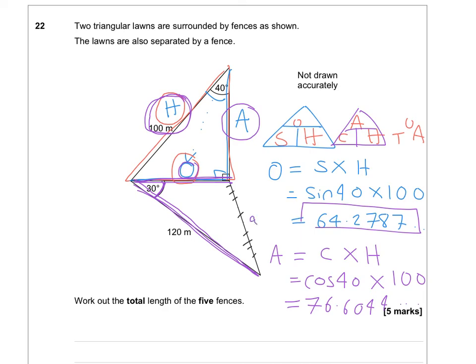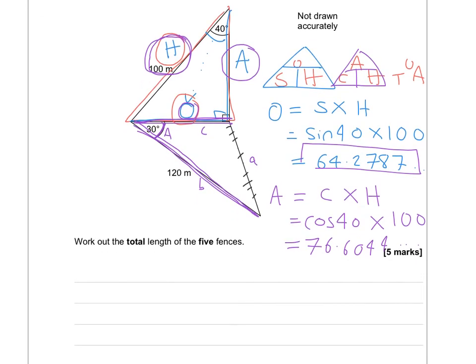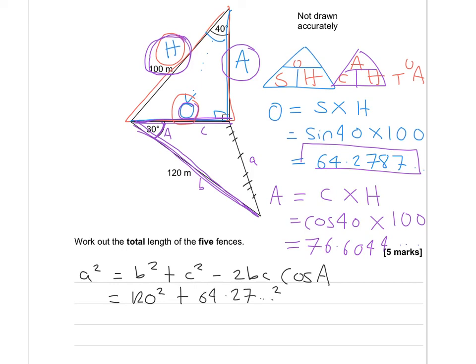We'll call this little a, and then this capital A, and then this side can be B and this side can be C. Now the cosine rule is one of the formulae that we have to memorise, and it tells us that a squared is equal to b squared plus c squared minus 2bc cos A. So that's 120 squared plus 64.27... squared minus 2 times 120 times 64.278... times cos 30. If we input this into our calculator, we get the following value.